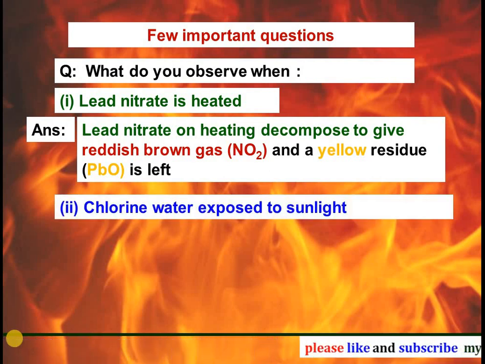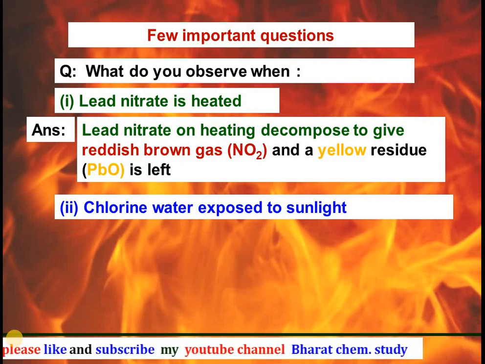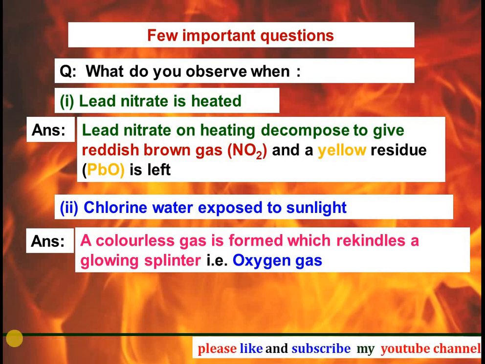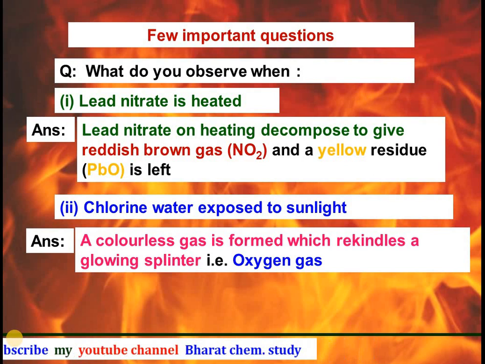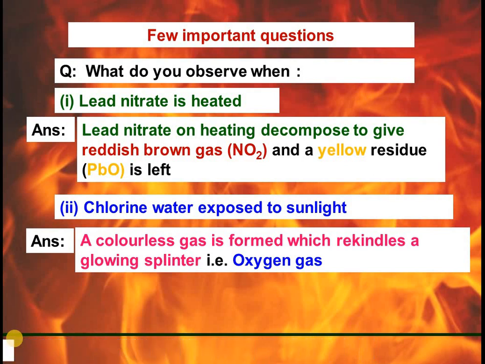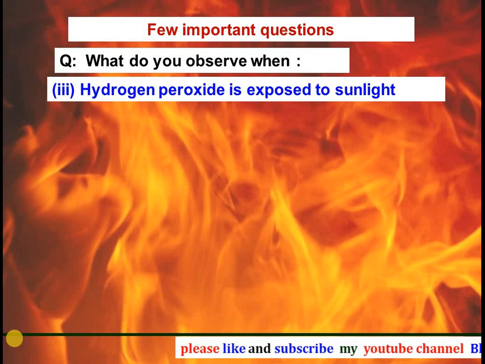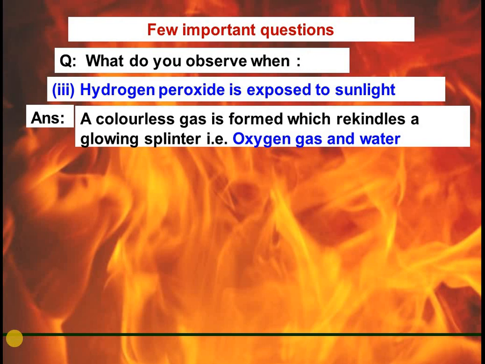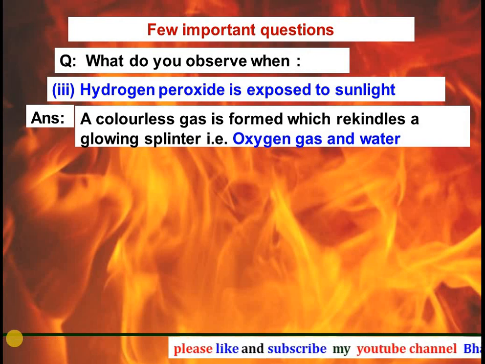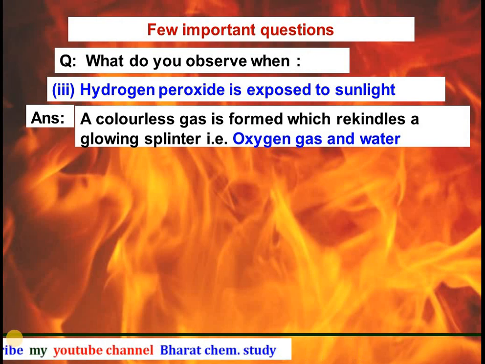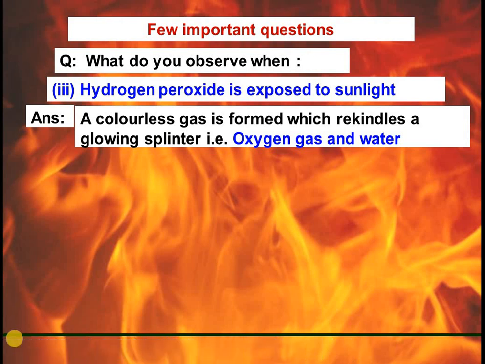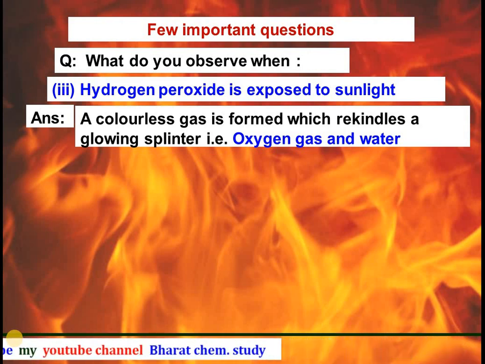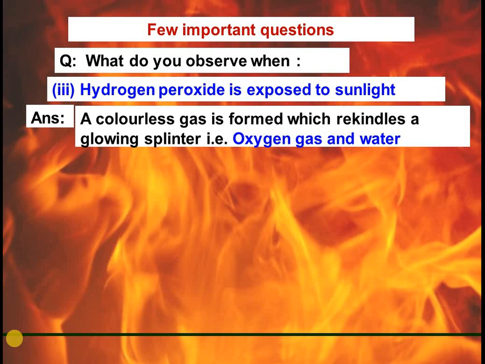The second question is, what do you observe when chlorine water is exposed to sunlight? Answer: a colorless gas is formed which rekindles a glowing splinter, that is, oxygen gas is formed when chlorine water is exposed to sunlight. The third question is, what do you observe when hydrogen peroxide is exposed to sunlight? The answer is, a colorless gas is formed which rekindles a glowing splinter, that is oxygen gas, and water vapors are formed. Actually, when hydrogen peroxide is exposed to sunlight, it decomposes to give water and oxygen gas, which is colorless.